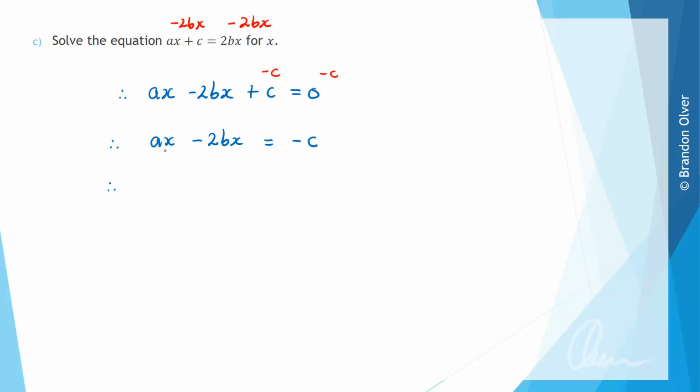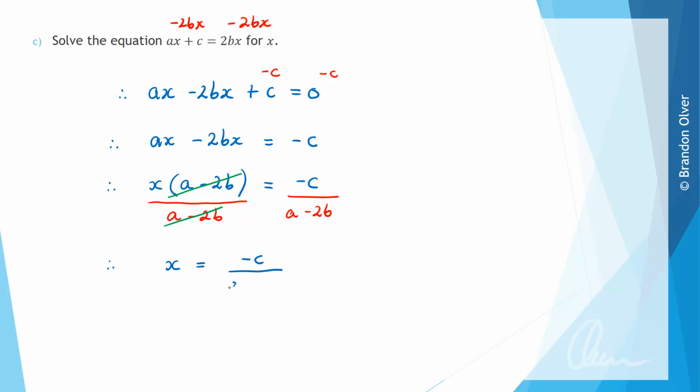And next we need to factorise out the variable x as the highest common factor between those two terms on the left hand side. So that will give x(a - 2b) is equal to -c. And now x is simply multiplied by this expression a - 2b. So we can divide both sides of the equation by a - 2b. And that will cancel this common factor with this common factor. Therefore, we now have x by itself, which is what we wanted. So x is equal to -c divided by (a - 2b). So that is the answer to part C of this question.